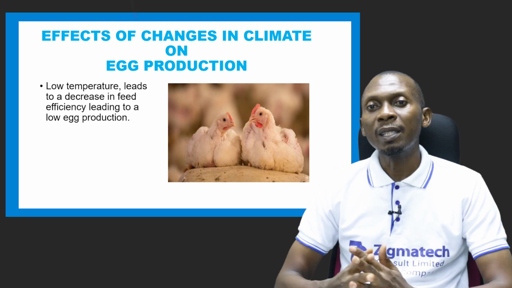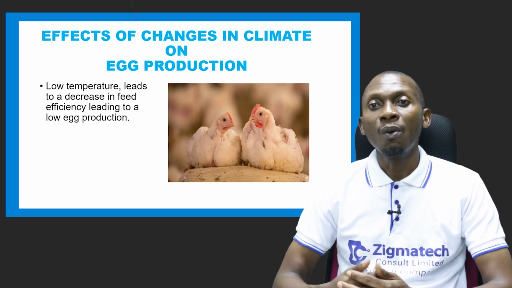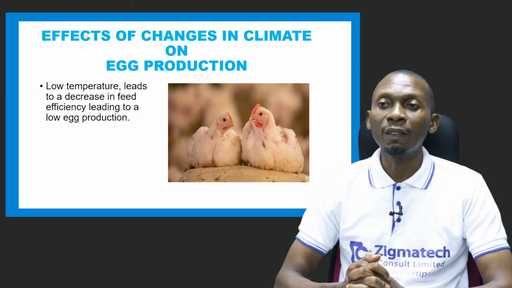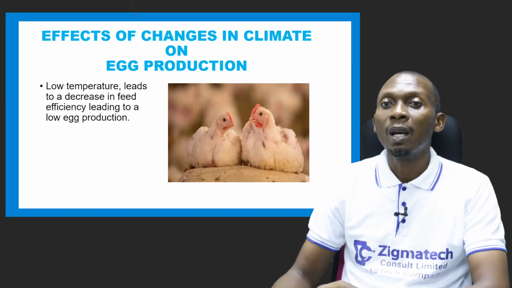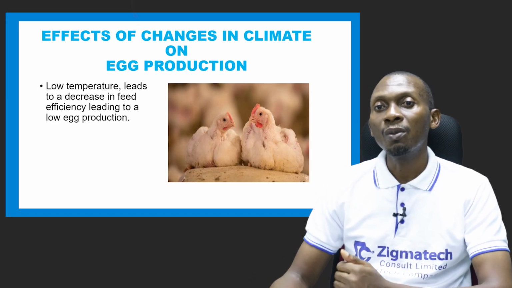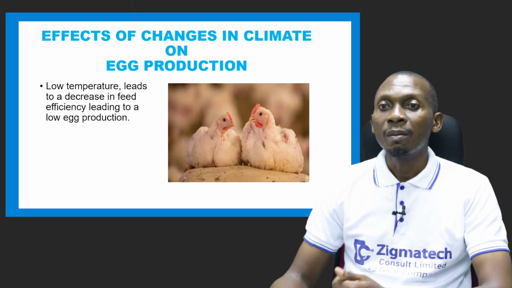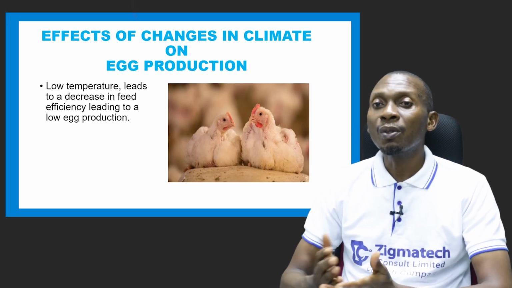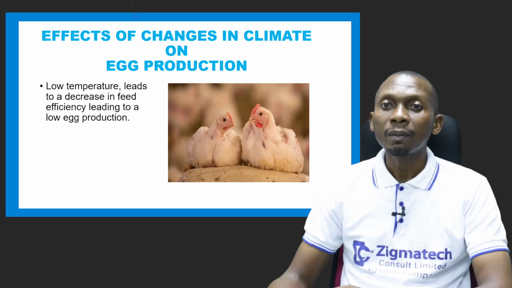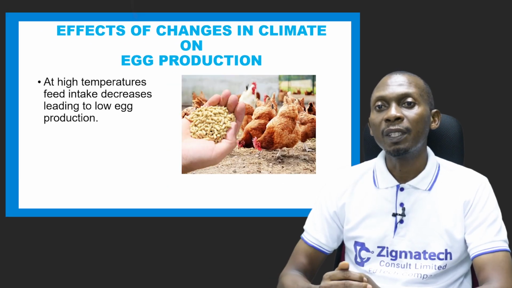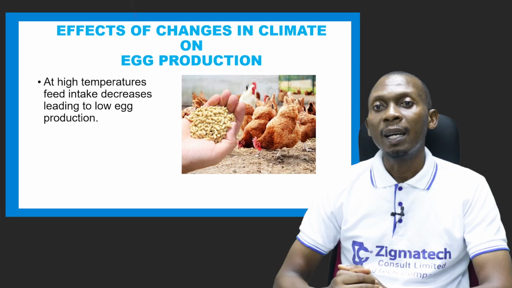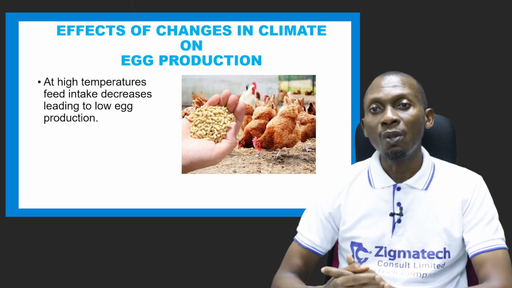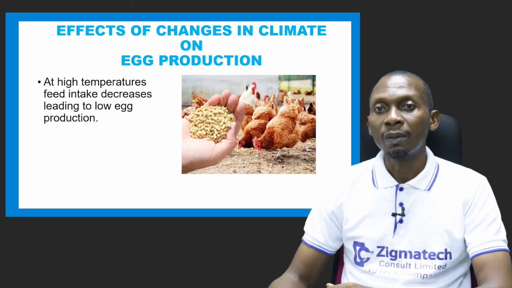So you can see when the temperature is high, it has a negative effect. When it is low, it also has a negative effect. Low temperature could lead to low egg production because their rate of feed consumption is also affected. At high temperatures, feed intake decreases, and this could also lead to what? Low egg production.